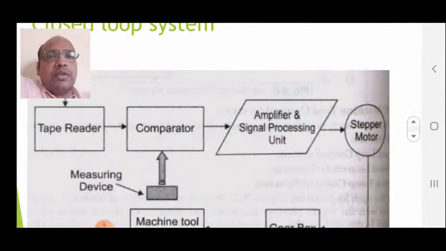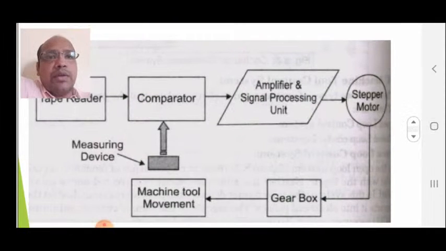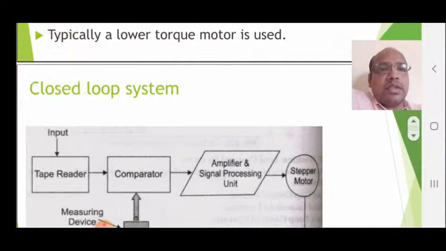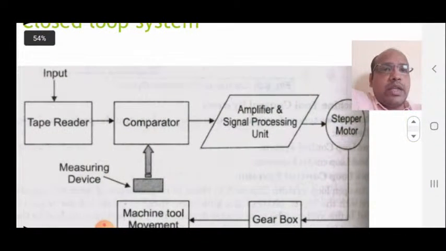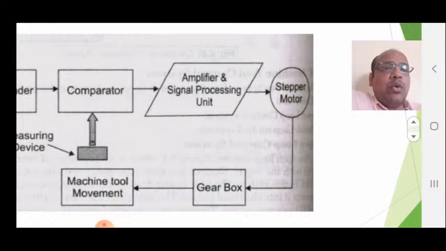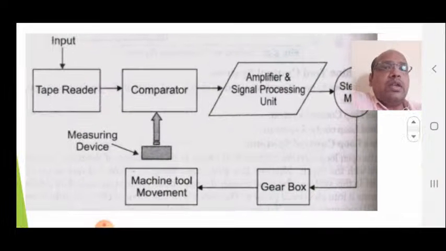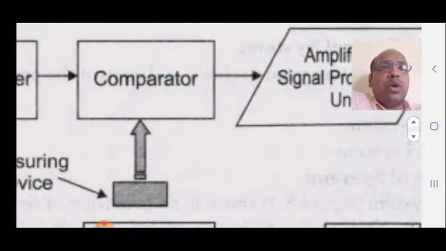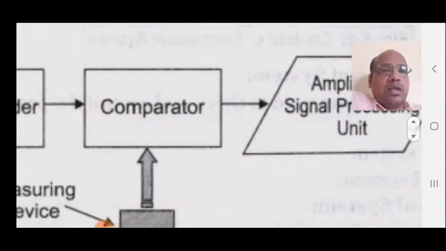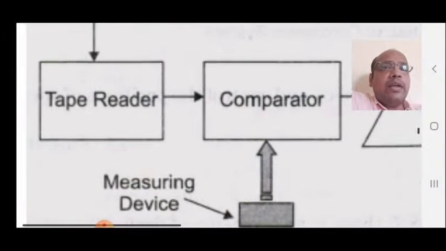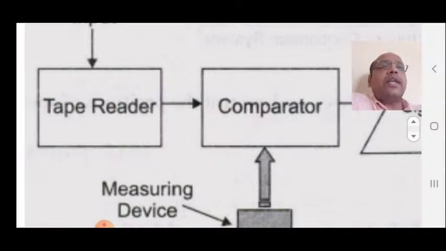Let us understand the closed loop system first of all, then we will see the advantages and disadvantages of each system. In closed loop system, there is a tape reader. Once again, there is a comparator, which is a new component incorporated in closed loop system. Then amplifier and signal processing unit, stepper motor, gearbox, machine tool movement. Here you can see the machine tool movement gives feedback to the comparator. What does the comparator do? Comparator compares the actual machine tool movement and the given machine tool movement in the tape reader.